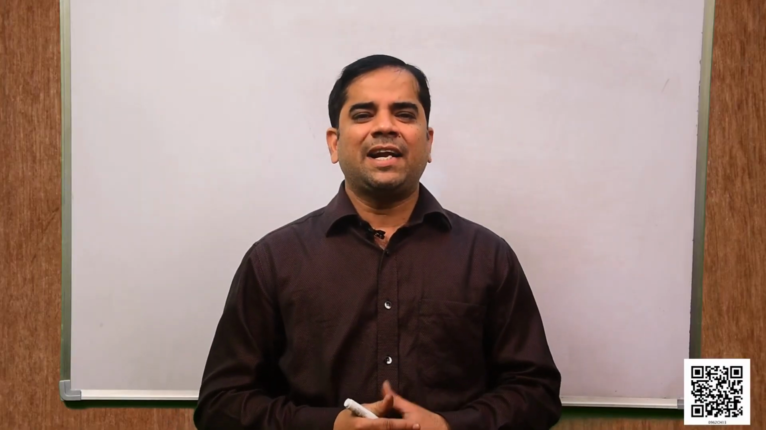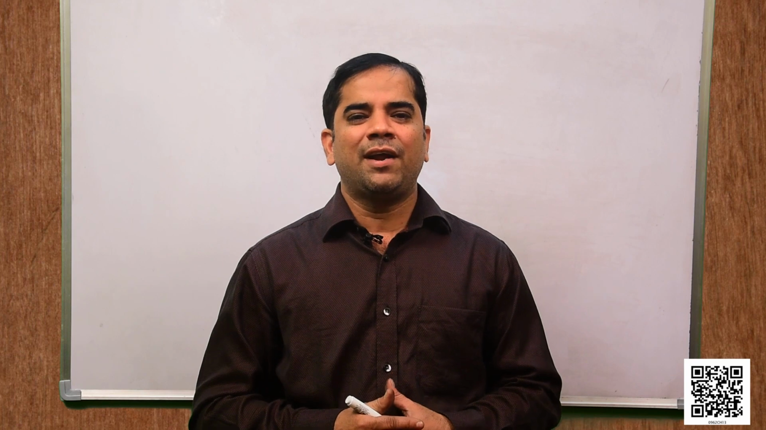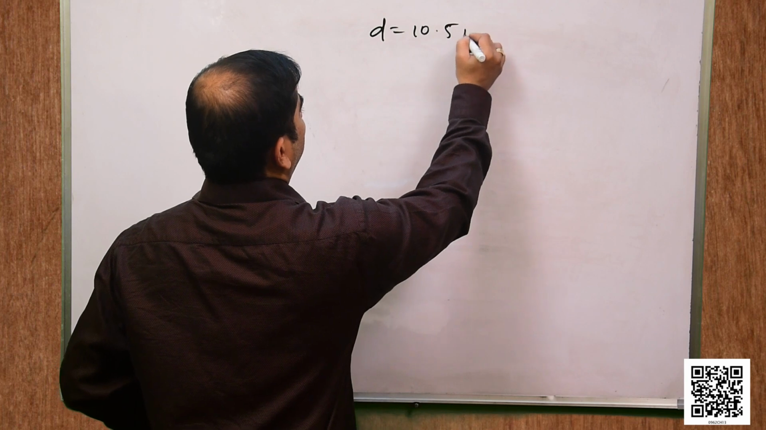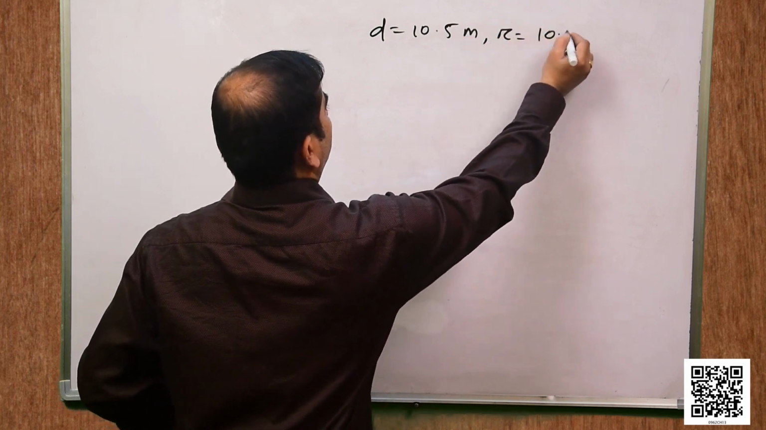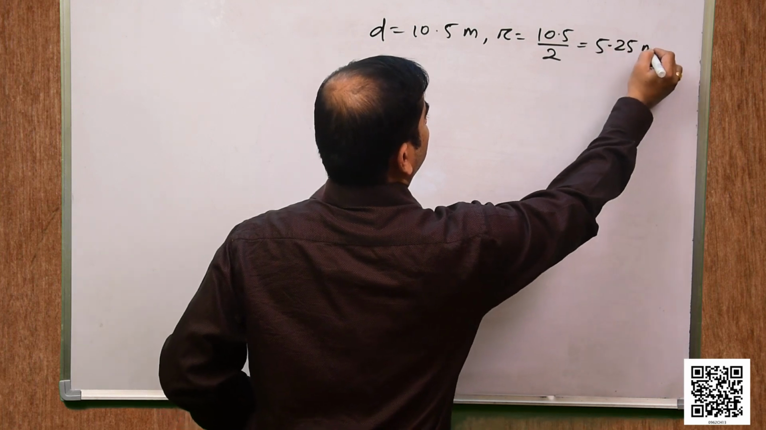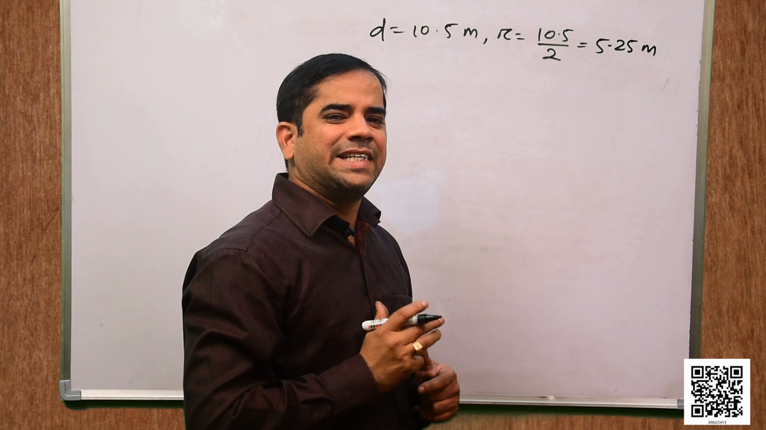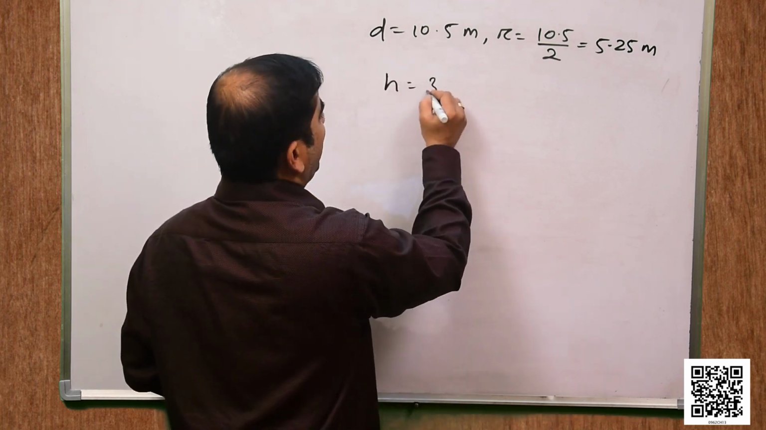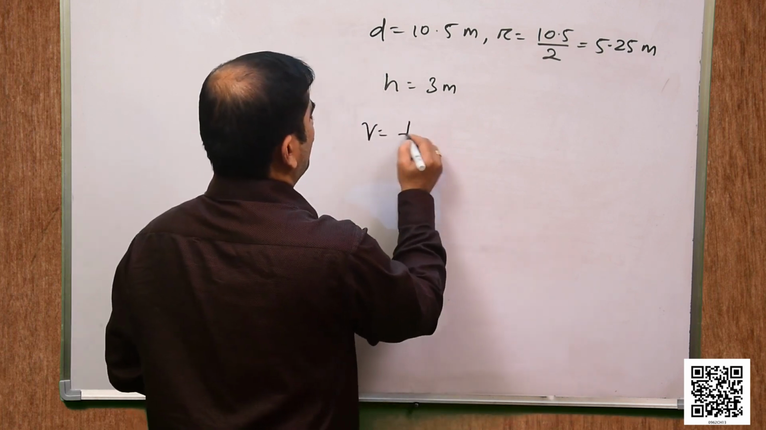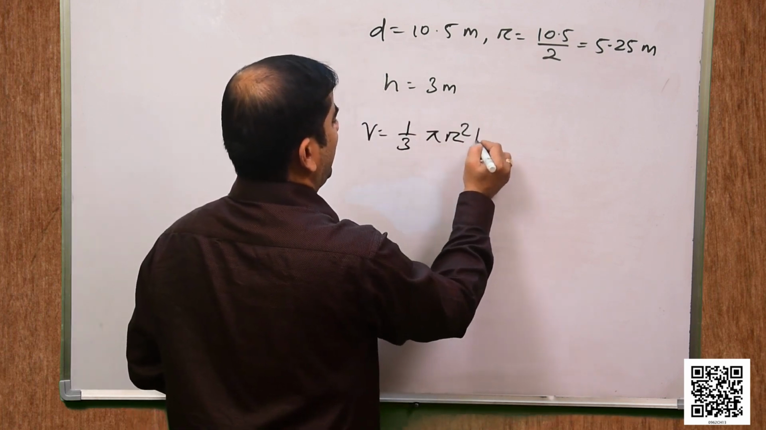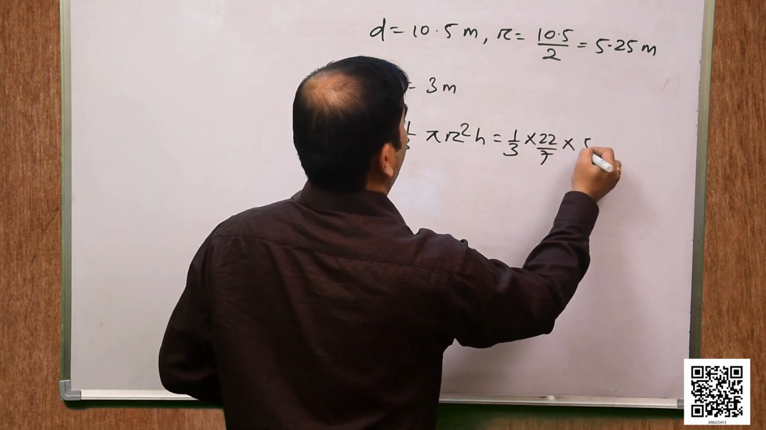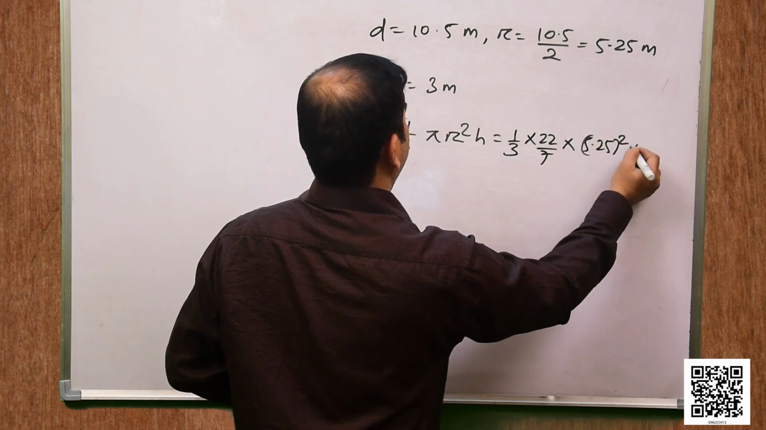Students, it is given that diameter of the heap is 10.5 meter. So, D is equal to 10.5 meter. So, R will be 10.5 divided by 2, that is 5.25 meter. Height is given that 3 meter. So, let us find the volume. Volume is equal to 1 by 3 pi r square h, that is 1 by 3 into 22 by 7 into 5.25 square into 3.